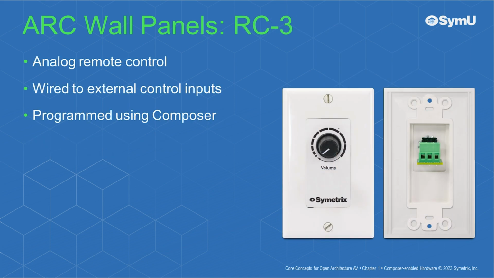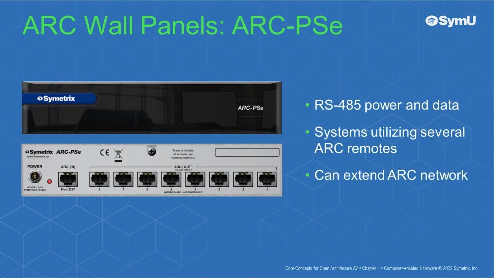RC3 is a basic analog remote control for systems requiring only a single point of volume control. RC3 is wired to DSP external control inputs and programmed using Composer. ARC PSE provides RS485 control and power distribution in systems utilizing several ARCs or in situations where ARCs must be located excessively far away from a DSP unit.